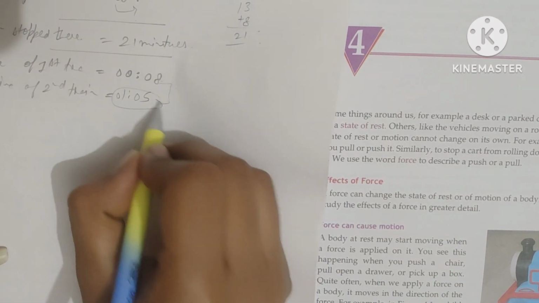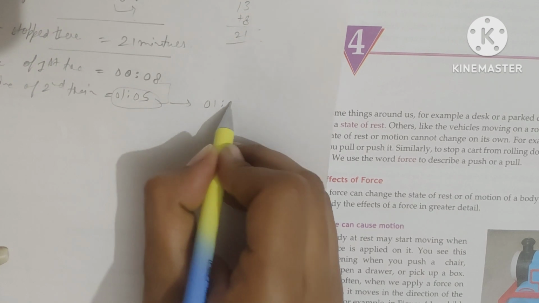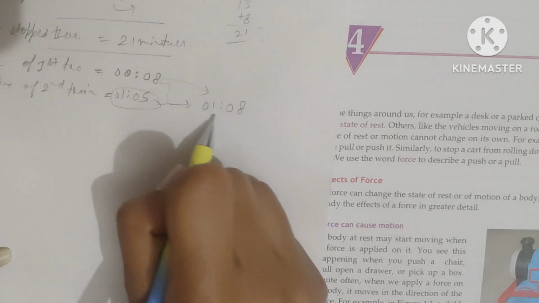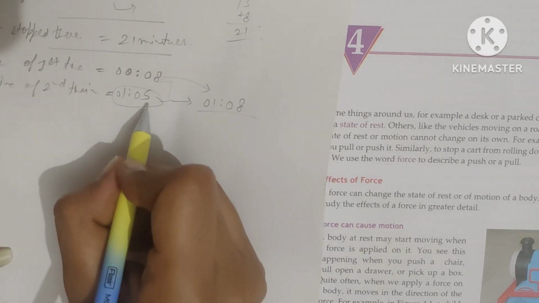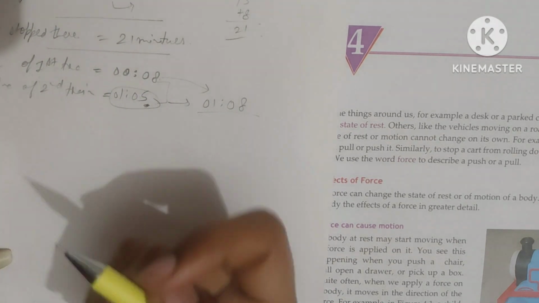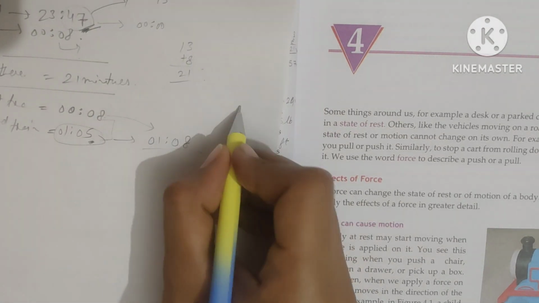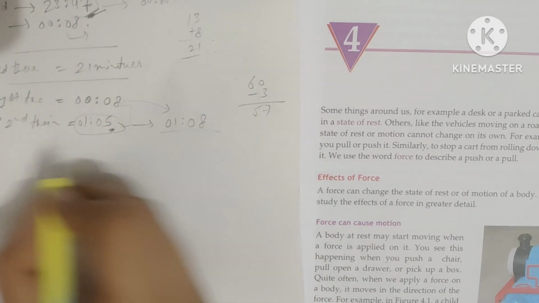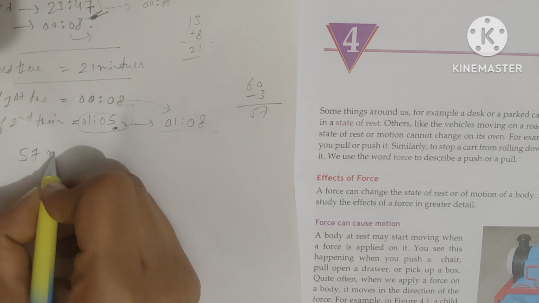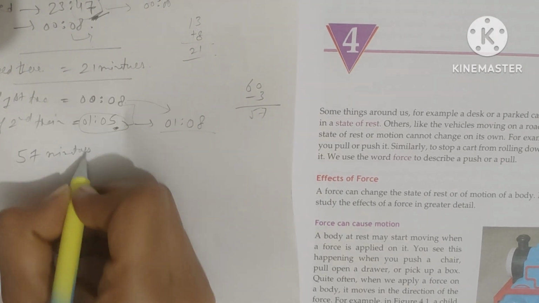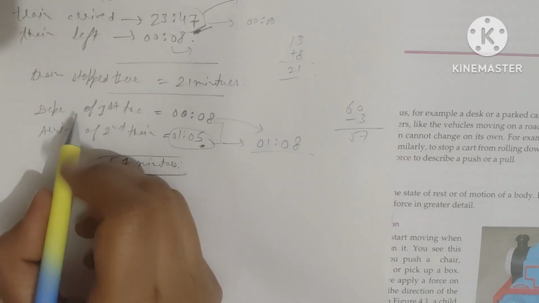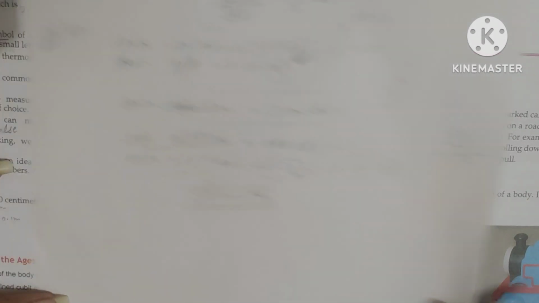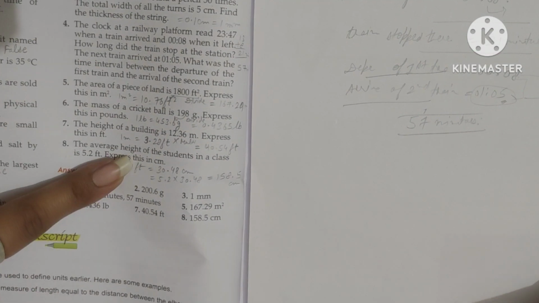If it were this in place of this, then very easily we could tell there is a difference of 1 hour. Here some minutes are less. How many minutes are less? 3 minutes are less. So 60 minus 3 is 57, right? So the interval difference between the departure of the first and arrival of the second train is 57 minutes. This is your answer. Let's see the fifth question.